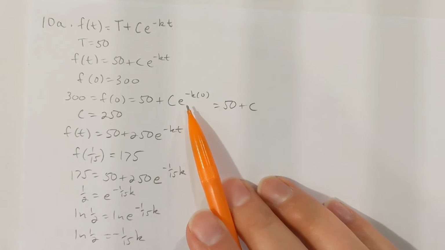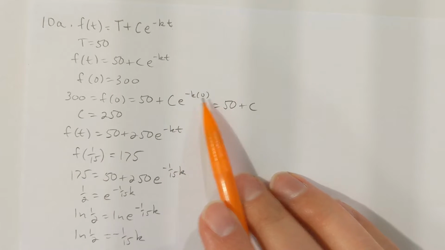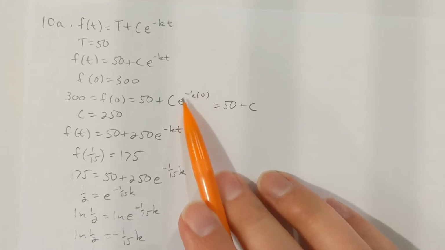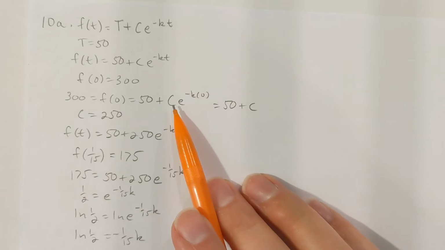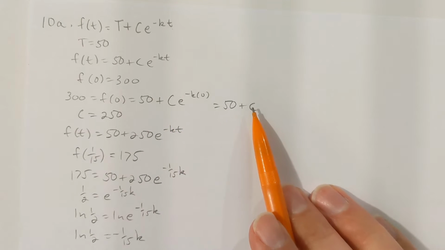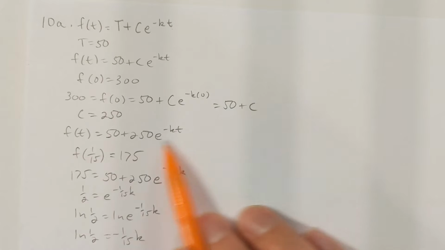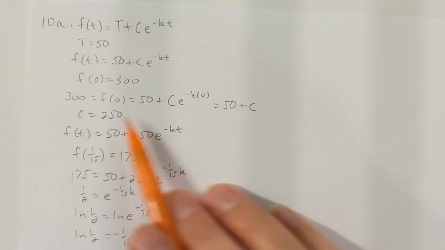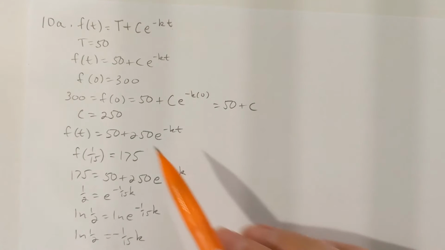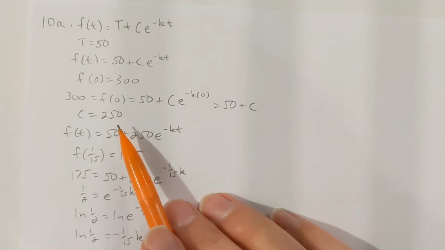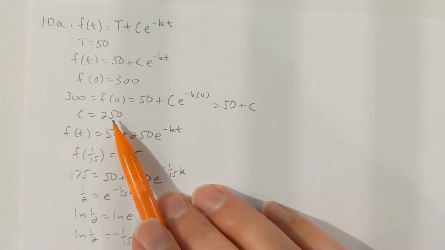50 plus c times e to the negative k times 0. Anything to the 0 power is always 1. So you're going to have 50 plus c times 1, or 50 plus c. And if you subtract 50 from both sides, you get c to be 250. Okay, so essentially we're looking at the fact that c is 250 here.